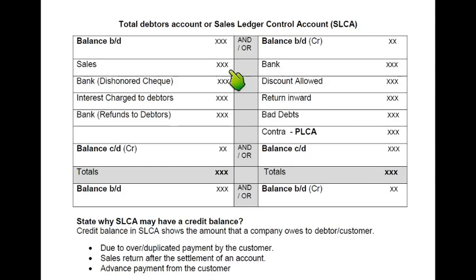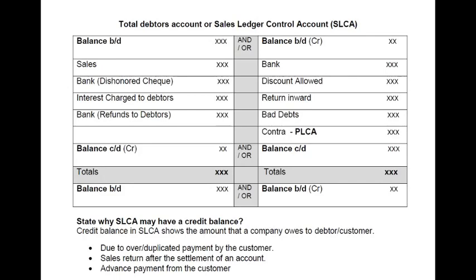Sales. Whenever we are selling goods on credit, our debtor increases. The entry will be debtors account debit and sales account credit. So this SLCA, sales ledger control account, is not a sales account, it is an account for our debtors. Debtor increases, and in the reference you'll be writing sales. So this is credit sales, and the cash sale never comes in a control account.